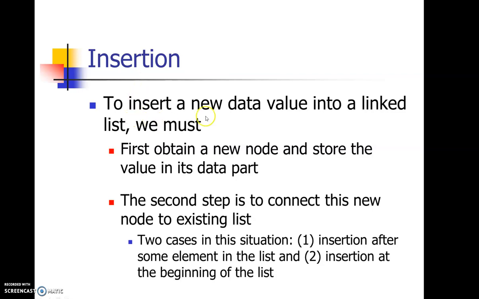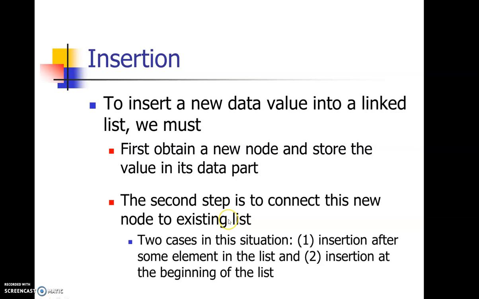To insert a new data value into a linked list, we must do the following two things. First of all, ask the operating system to find an available location for us, so that we have a space to store the data part and the next part. And then we put the value, the element that we want to store in the linked list, into the data part. That is the preparation of the linked list insert operation.